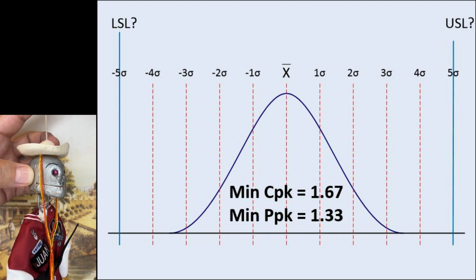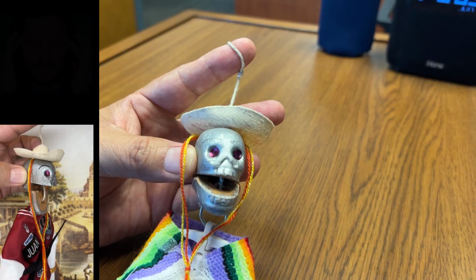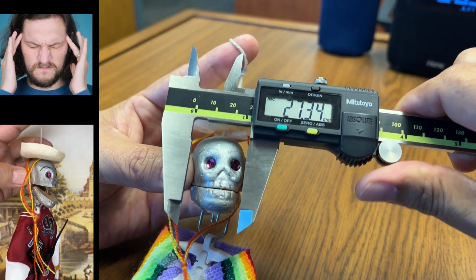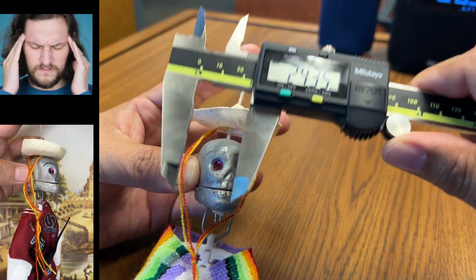Let's review an example. For this example, the dimension is going to be the thickness of my head. By the way, this example is based on a real case that happened to me. Well, except the head part.